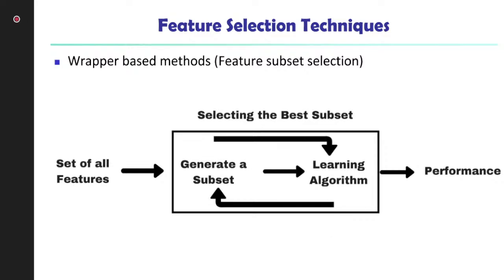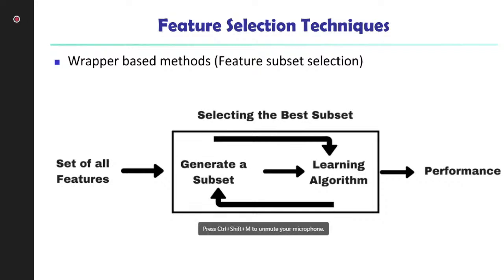The wrapper based method says we have a set of all features, and then we generate a subset of features, but by taking the feedback from the learning algorithm. We give a set of features, the learning algorithm gives the feedback, and based on that we keep on adding or dropping some features. Finally we will have a best subset generated, for which the model will be trained.